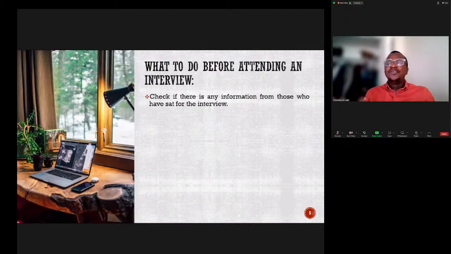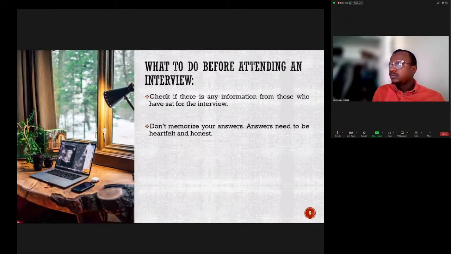I know that time is very short to prepare answers, but sometimes the interviews might be maybe 2 days apart or 1 week apart. So check if there's any information from those who have sat for the interview so that you can know the likely questions that might be asked. And that way it's going to help your preparation in the long run.